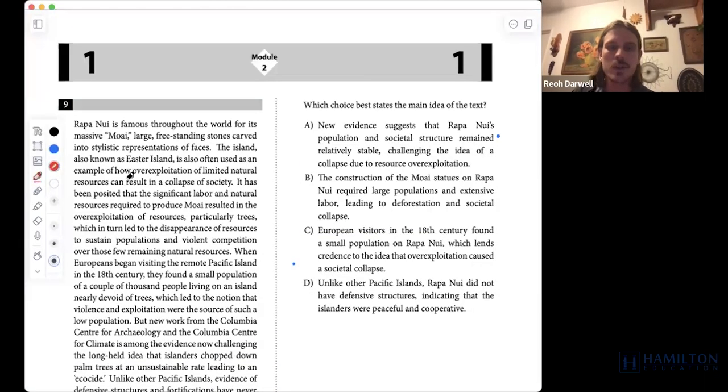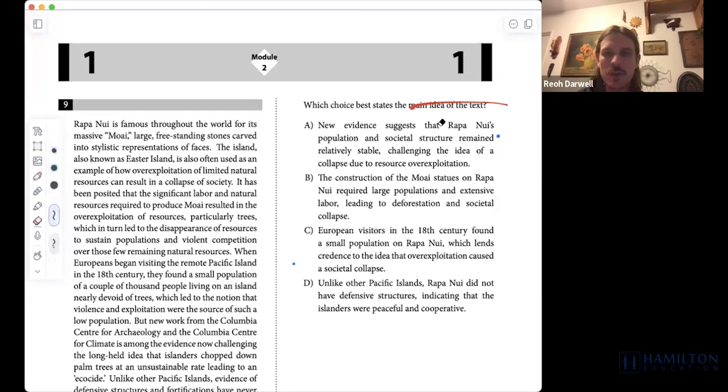All right, so question 9, we have a main idea of the text overall, right? So we want to make sure that we read the whole text in order to come to our conclusion. Okay, so we read the whole text. I've assumed you've read it. If you haven't, go ahead and pause and read it.